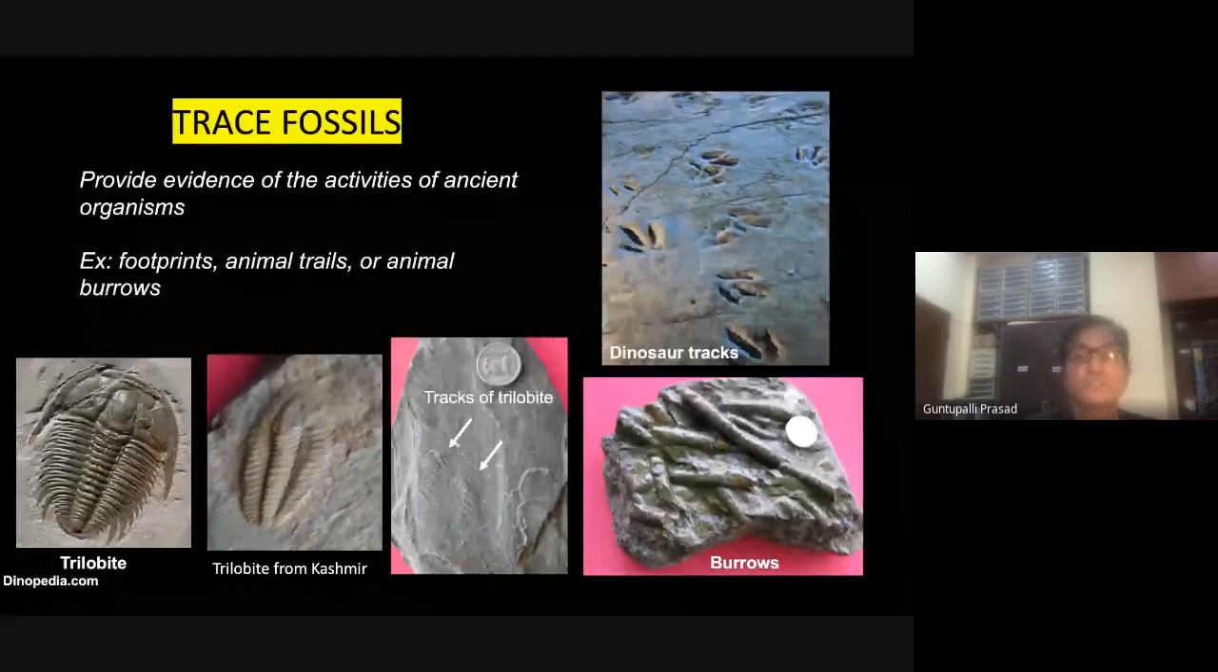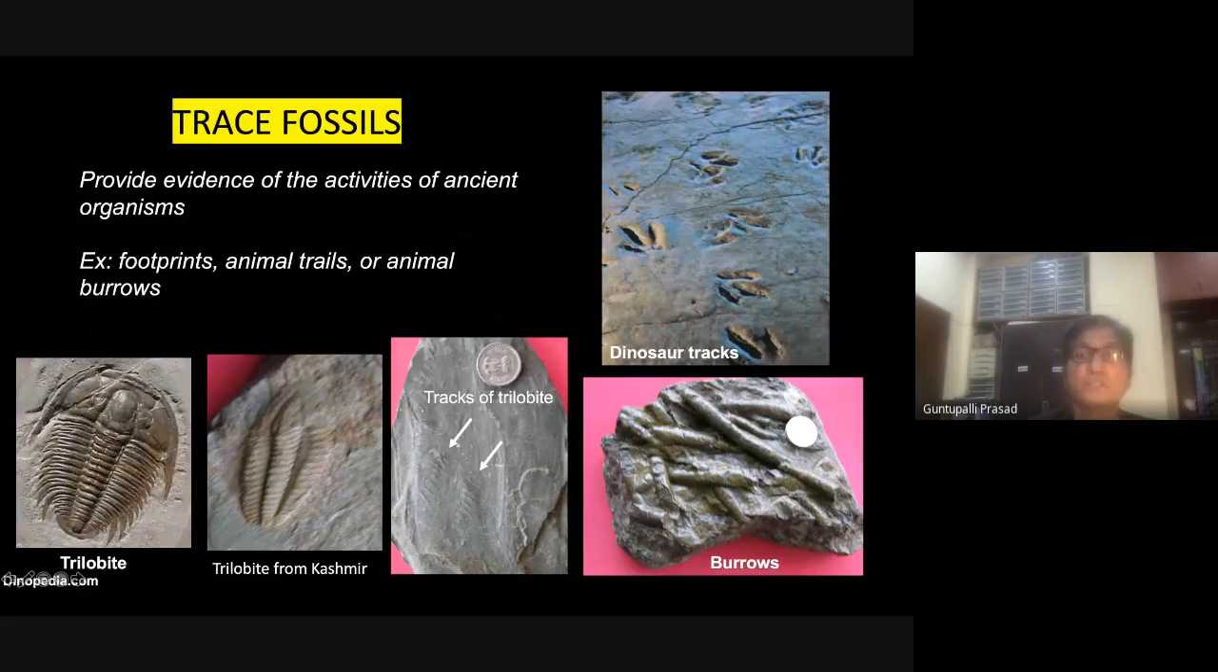And these are some of the tracks that you can see on the sediments. These are the three-toed tracks of the theropod dinosaurs, or the carnivorous dinosaurs. And these are the burrows made by soft-bodied animals. And what you see here are the tracks of trilobite.